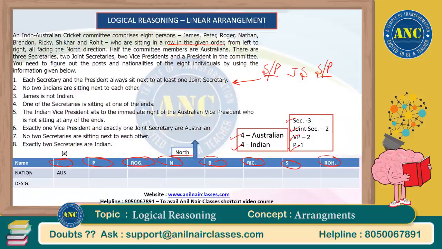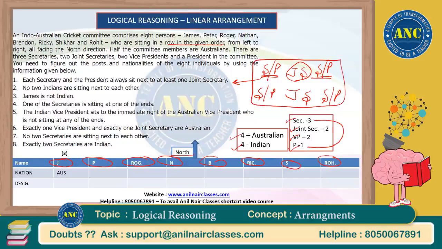So if this guy is a joint secretary, he should have a secretary or a president on both his sides. And similarly, the case would be for the second joint secretary as well. Only that is the case when 3 plus 1, 4 people he can accompany. Okay, so this is a for sure thing which is supposed to happen.